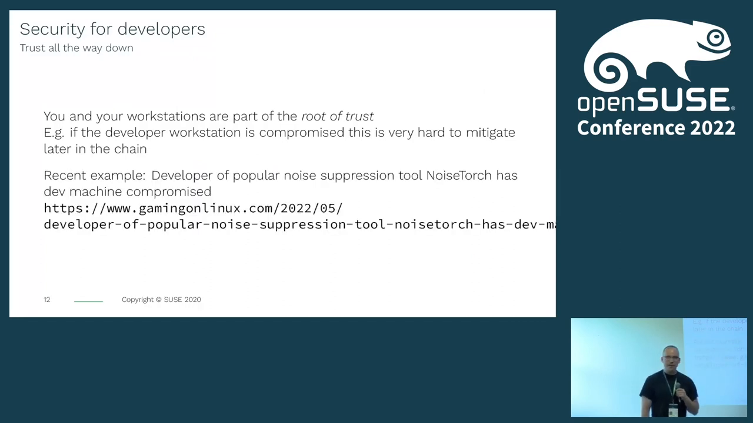As a recent example that popped up one or two weeks ago, the developer of the noise torch tool got his development machine compromised and then basically canned his whole project, because he can't really tell if it was compromised or not. I mean, he acted in a very responsible way, but of course it's not the greatest way to become known on the internet. So you probably don't want to be this guy.